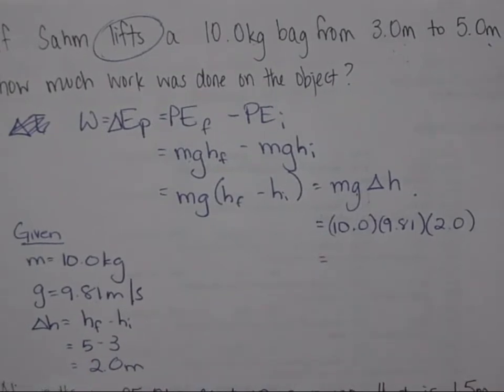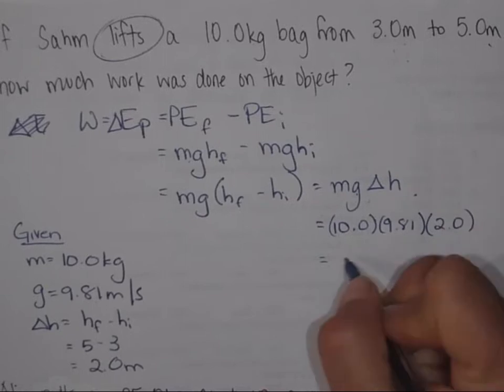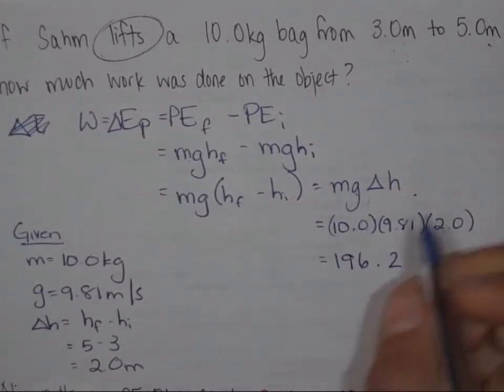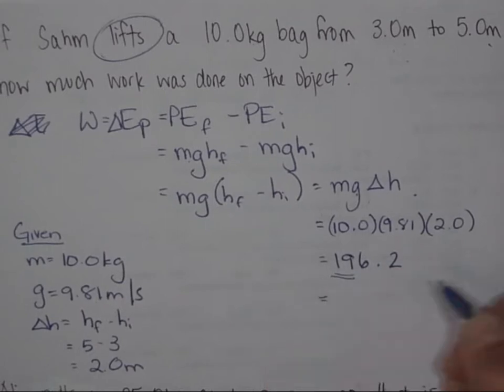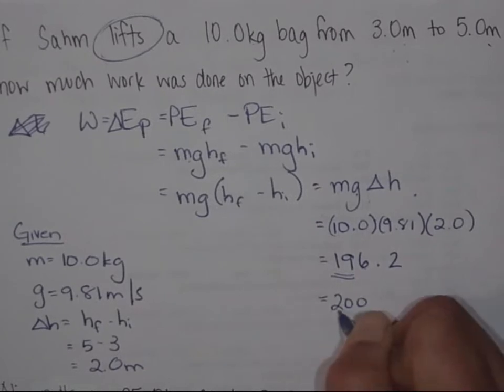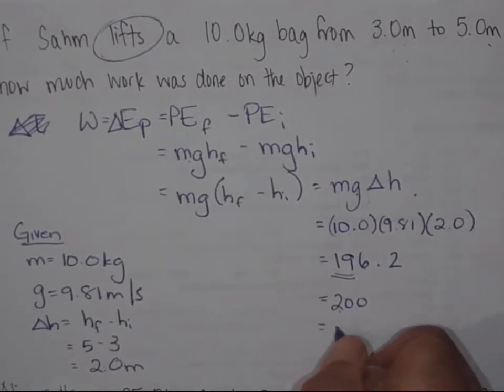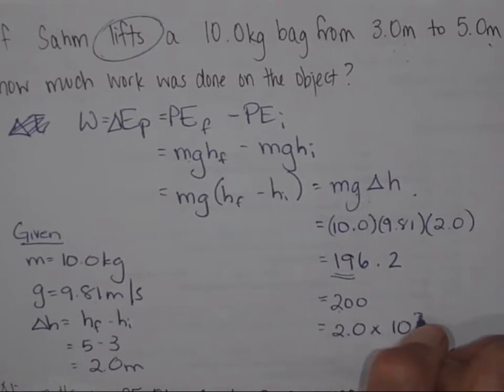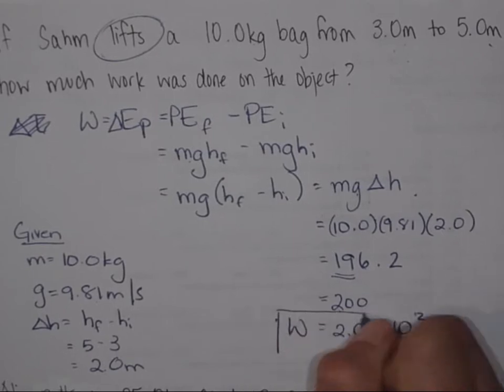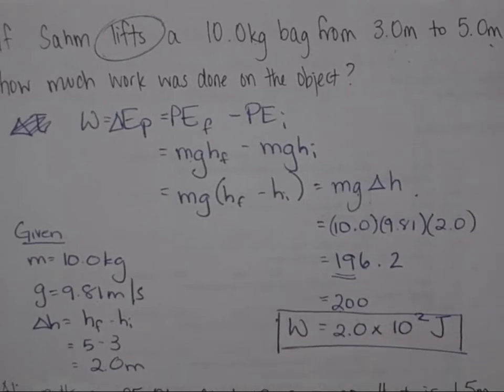I'm given 196.2, and since I want to put this to the correct number of significant figures, I'm only going to have two significant figures. If I were to round that up, it would be 200, but that is only one significant figure, so I would have to do 2.0 times 10 to the 2 joules in order to properly represent two significant figures. All right, so that's a bit of a review from Unit 1. I know it's been a while, but this is what your answer should look like.